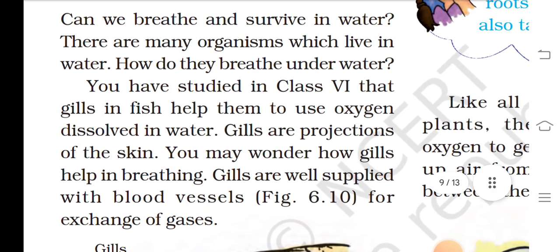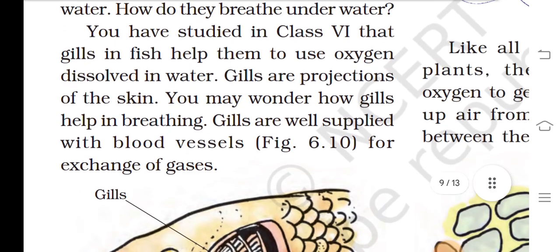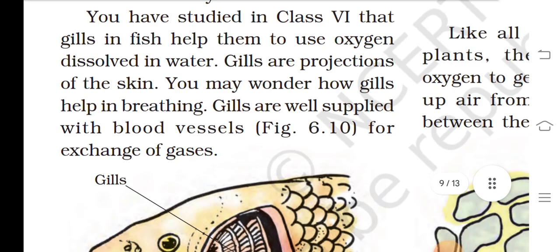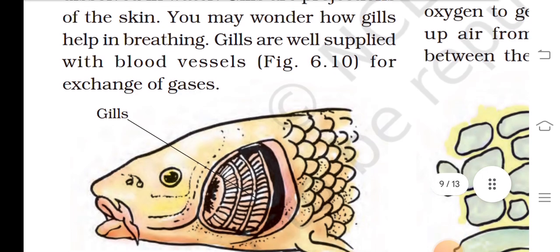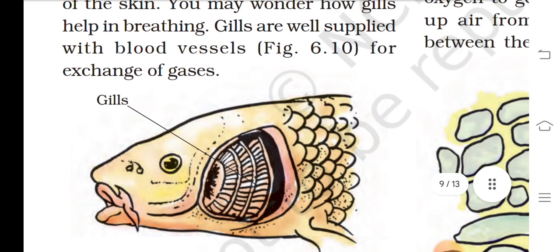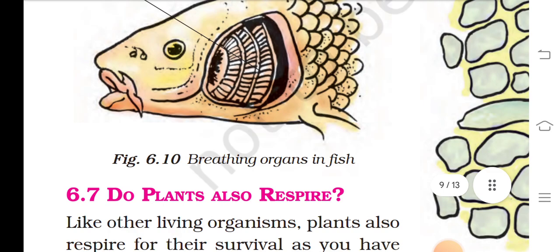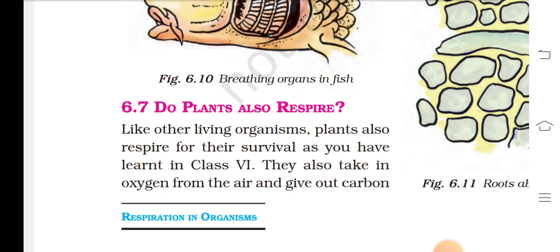There are many organisms which live in water. How do they breathe underwater? You have studied in class 6 that gills in fish help them to use oxygen dissolved in water. Gills are projections of skin. You may wonder how gills help in breathing. Gills are well supplied with blood vessels for the exchange of gases. Breathing organs in fish.